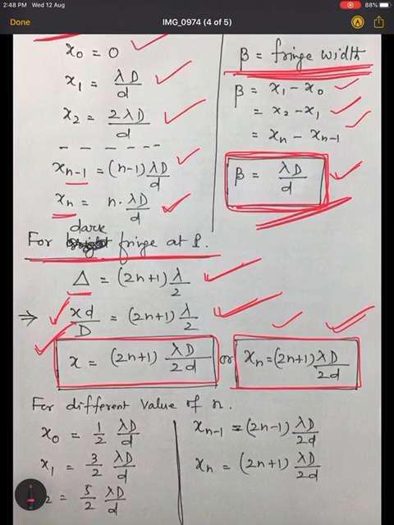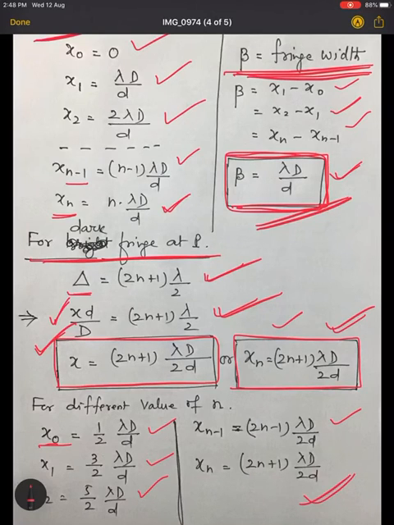So if we put n equal to 0, we get x naught is equal to lambda D by 2d. If we put n is equal to 1, we will get x1 is equal to 3 lambda D by 2d. Then x2 is equal to 5 lambda D by 2d. And similarly, xn minus 1 is 2n minus 1 lambda D by 2d. And xn is equal to 2n plus 1 lambda D by 2d.